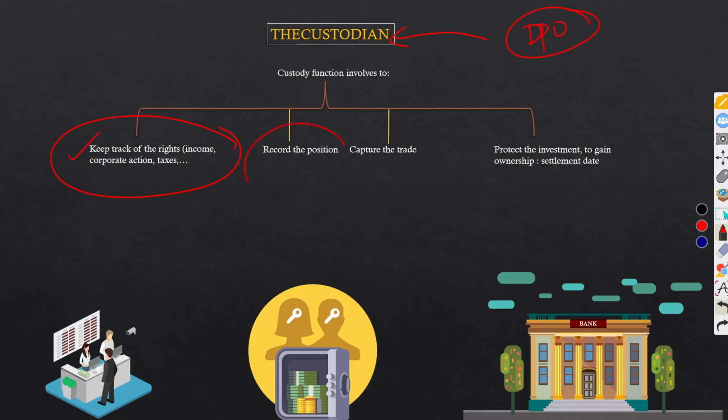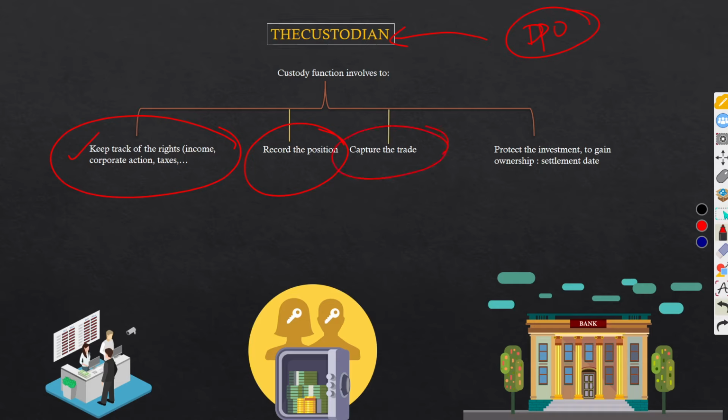The other function you would see is recording the positions. Recording the positions means the modern custodians offer a facility to track or record the positions and other trade information details.